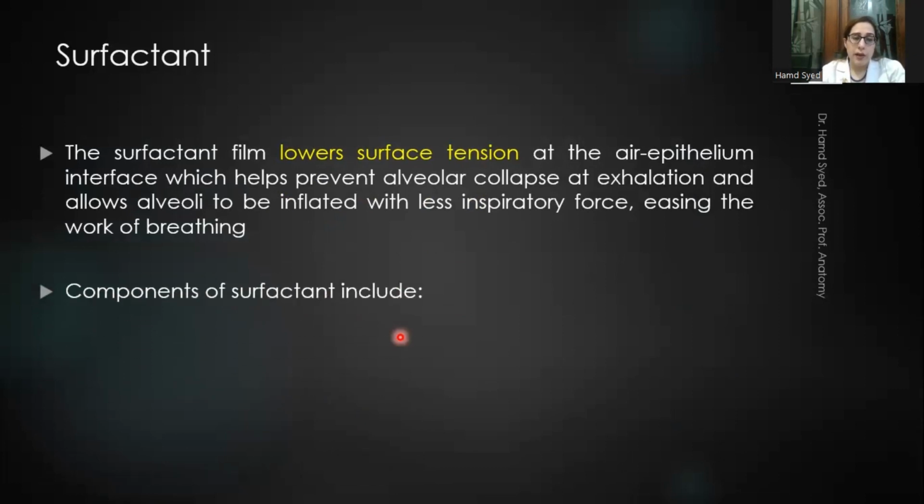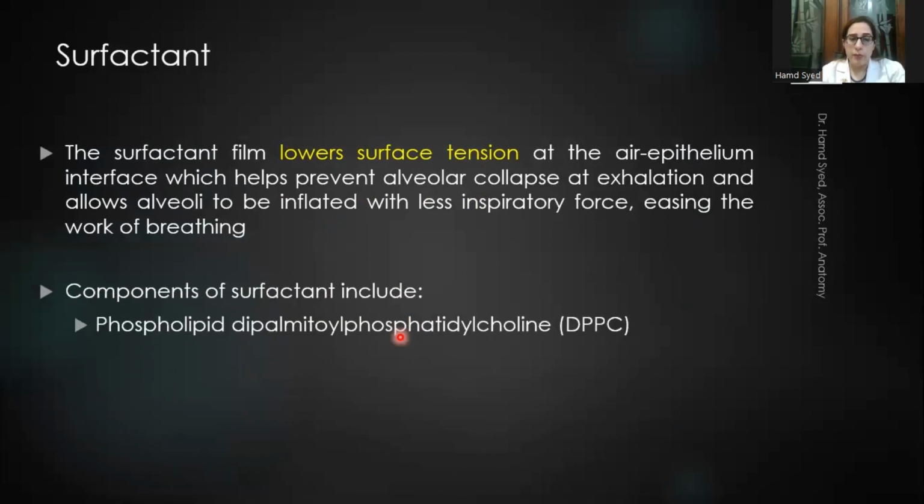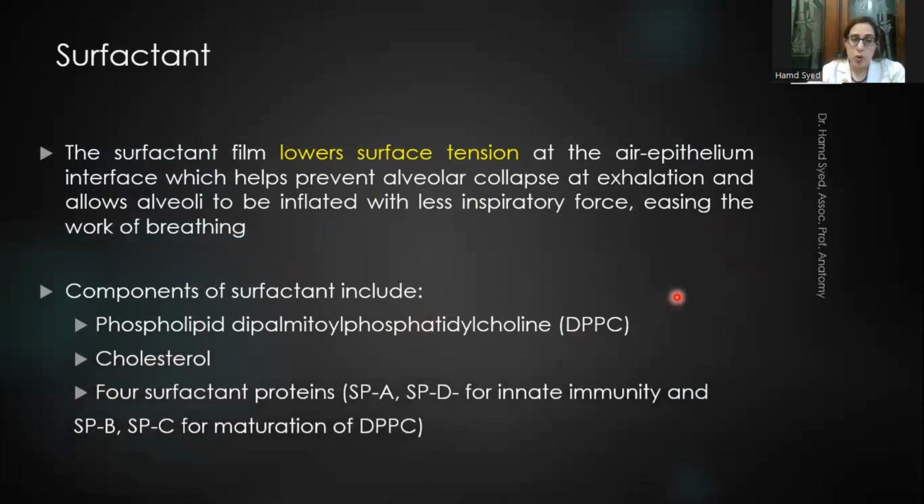Now, what is the surfactant chemically composed of? Well, you have the phospholipid dipalmitoyl phosphatidylcholine. So this is the chemical substance present within the surfactant, and it also has cholesterol and 4 surfactant proteins: 2 proteins, SP-A and SP-D, for innate immunity, and 2 proteins, B and C, for maturation of this phospholipid dipalmitoyl phosphatidylcholine.